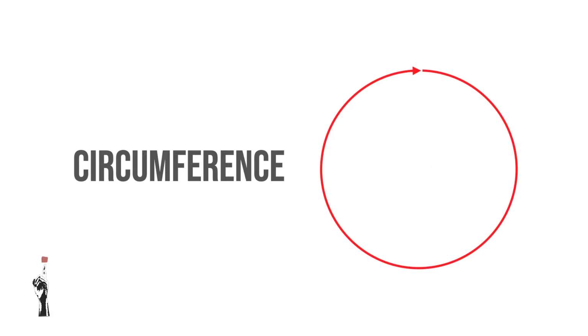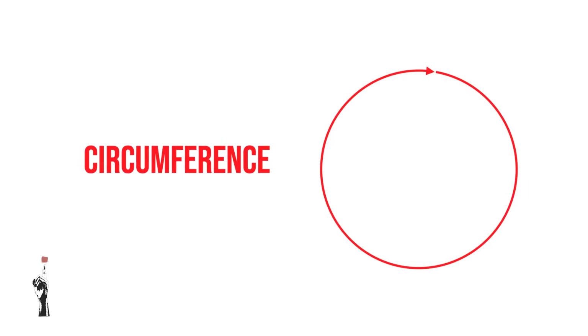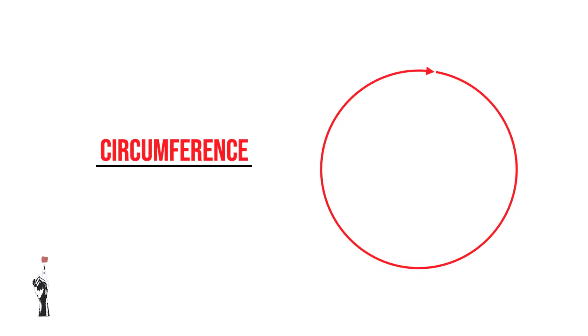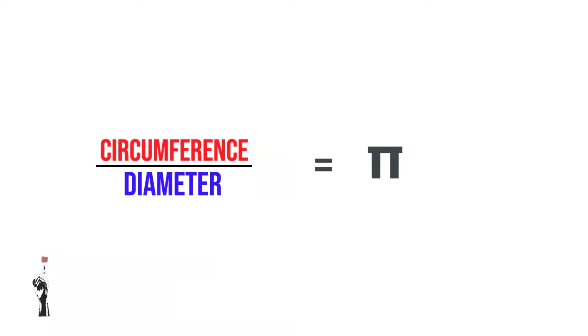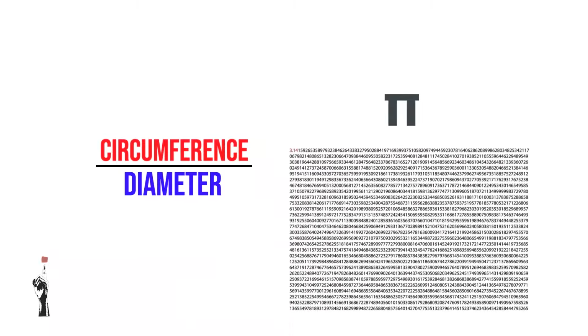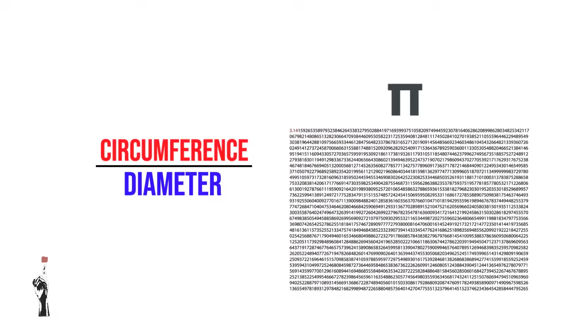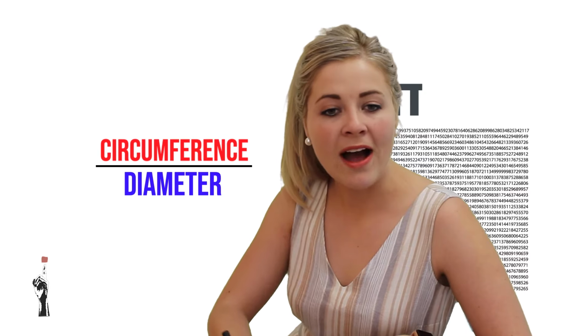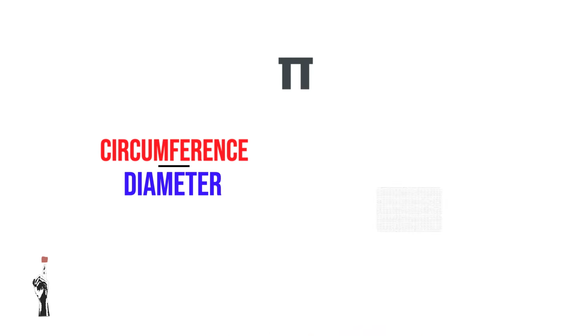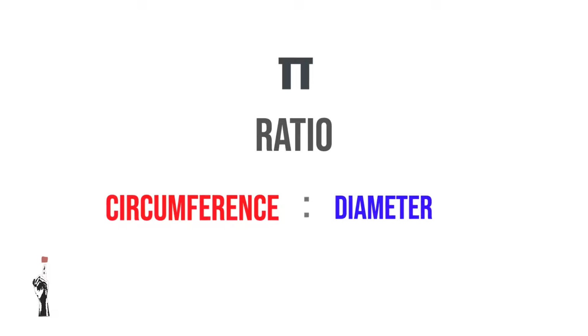Now what is pi? If I take the circumference of a circle and I divide it by my diameter, then I find pi. Pi is equal to this very long number you see there. And this is actually not the last number of pi. Pi has a never-ending decimal. Therefore, I can say that pi is the ratio between the circumference and the diameter.